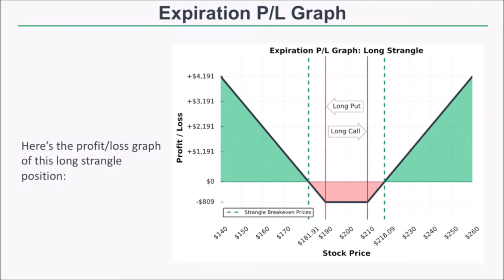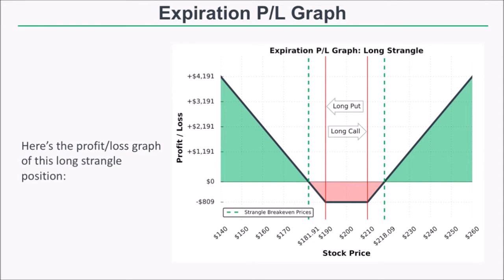All right, so this is the graph of this strangle position that we just initiated. On the x-axis we have the various stock prices, and on the y-axis we have the profit and loss based on those stock prices at expiration. So as we can see here, we purchased the 190 put and the 210 call. Now, our maximum loss potential is $809. That's because we paid an $8.09 debit for this strategy, and since we have to multiply that by 100, our maximum loss is $809.